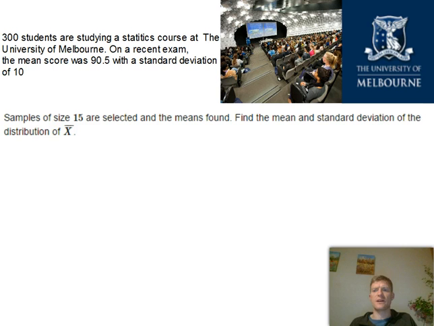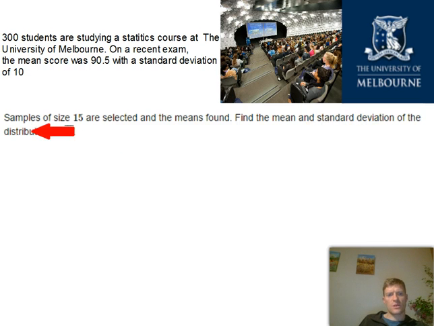Alright, so let's consider this scenario. Let's say we've got 300 students studying statistics at a course at the University of Melbourne. On a recent exam, the mean score was 90.5, with a standard deviation of 10. That describes the population parameters for all 300 students studying statistics at the University of Melbourne.